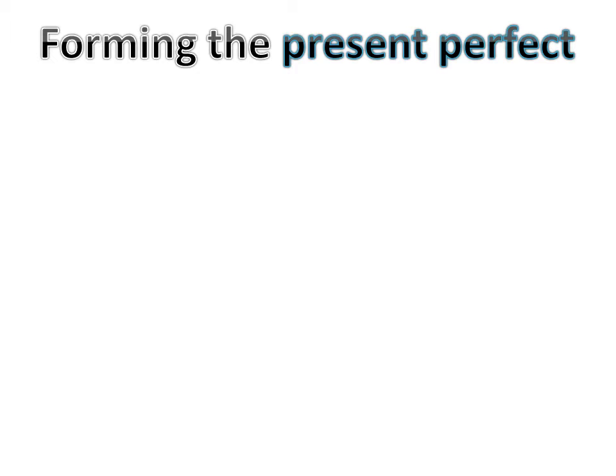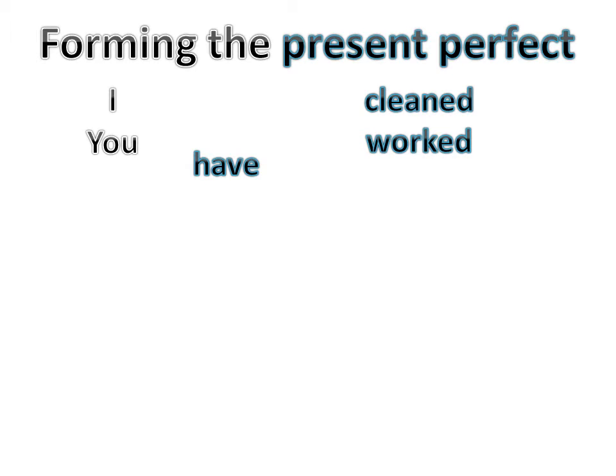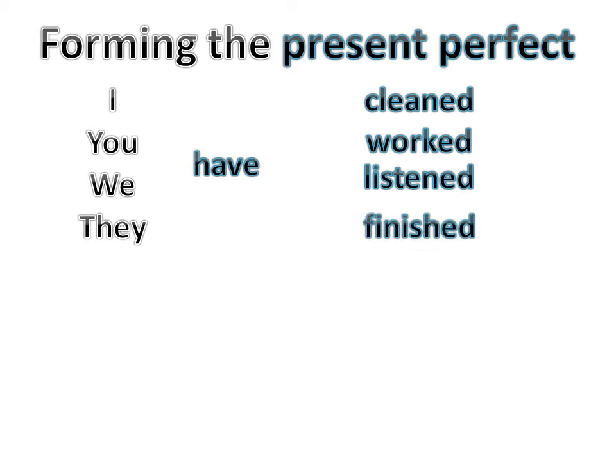When we form the present perfect, we have our subject pronoun, for example, I, the verb have, and then a past participle. And for all of our subject pronouns, we still need to use subject-verb agreement. So that's why our first four examples, I, you, we, and they, all go with the verb have.